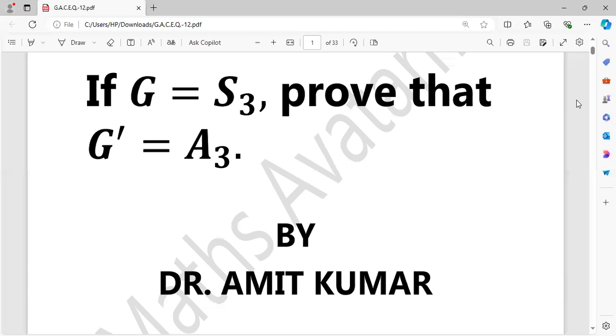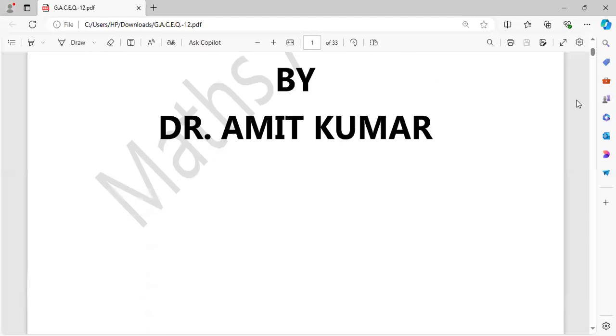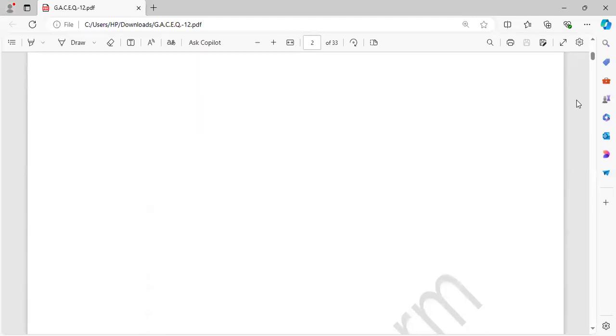So today we are going to see a very important question. If G is S3, the symmetric group on three symbols, then its commutator subgroup is nothing but A3. So how will we solve this question?